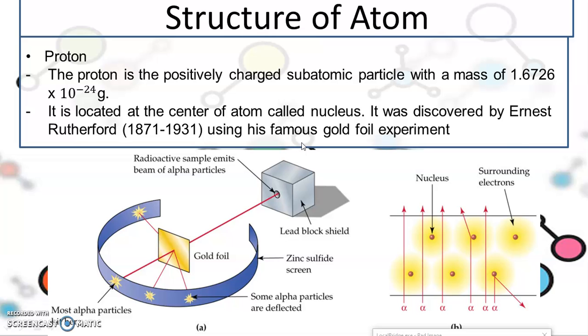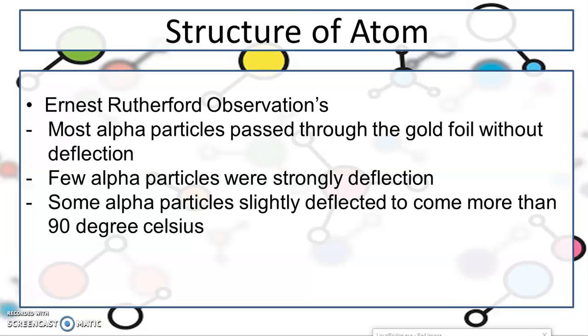Ernest Rutherford's observations are the following. Most alpha particles pass through the gold foil without deflection. A few alpha particles were strongly deflected. Some alpha particles were slightly deflected to more than 90 degrees. Based on these observations, he concluded that the atom is mostly empty space with a small, solid, positively charged nucleus. An atom of an element is mainly characterized by the number of protons.